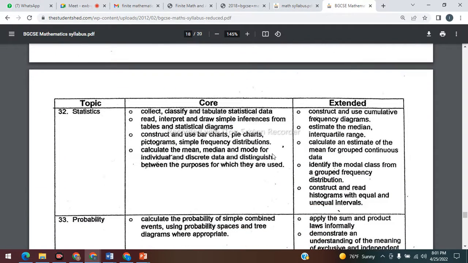Statistics, oh boy, we just finished that knockdown. Pie charts, we've done that. Pictograms, do we have to do pictograms? Simple frequency distributions, we did that. Mean, median, mode, we've done that. Estimate the mean, interquartile range. We saw that, right? Estimate the mean for grouped continuous data. Identify modal class from a grouped frequency. Construct and read histograms. Yeah.